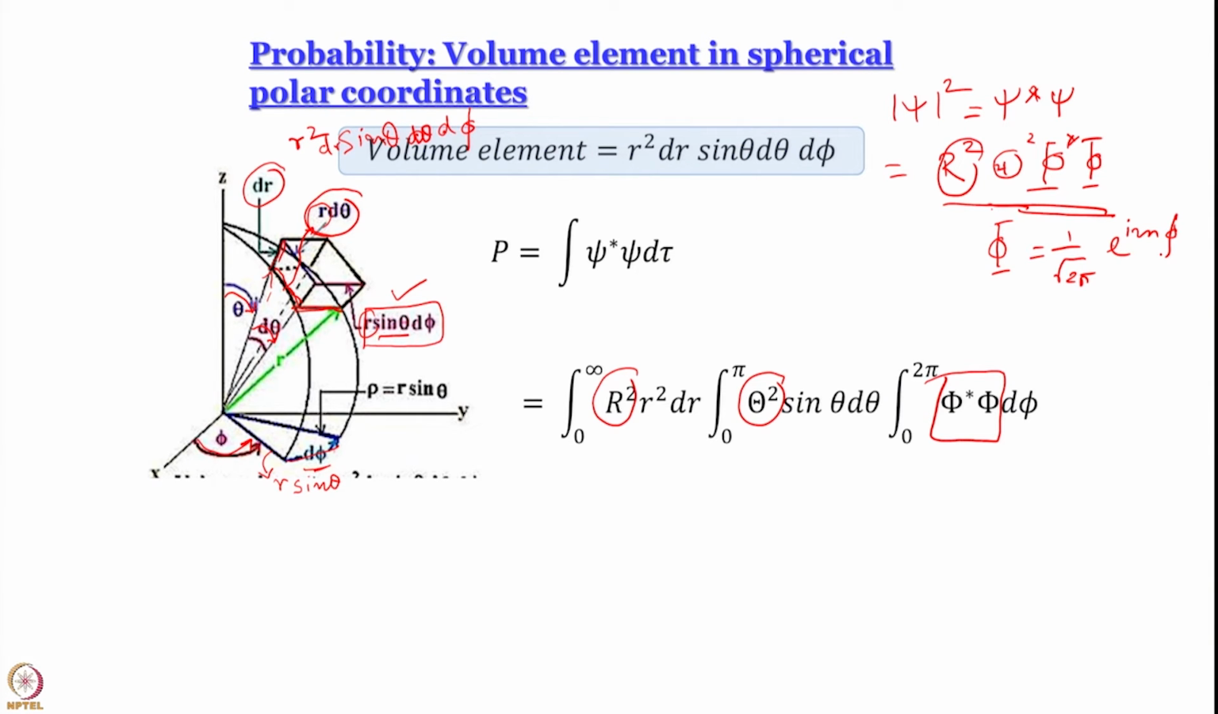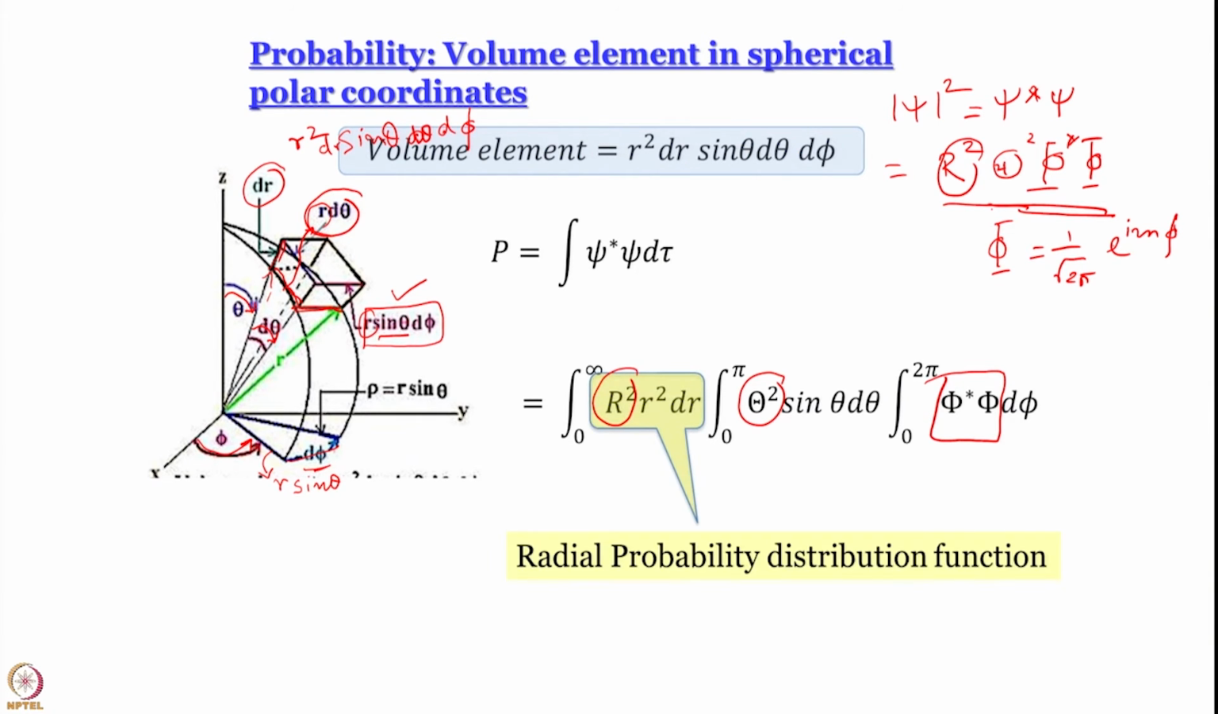Now, let us simplify this a little bit. So, this here, capital R square into dr, is called the radial probability distribution function. I will come back to this dr quantity a little later. We will see why we should consider that also. The second one is capital theta square sin theta d theta. For an s orbital, we know that these do not make any contribution. So, capital theta square you can take as 1.